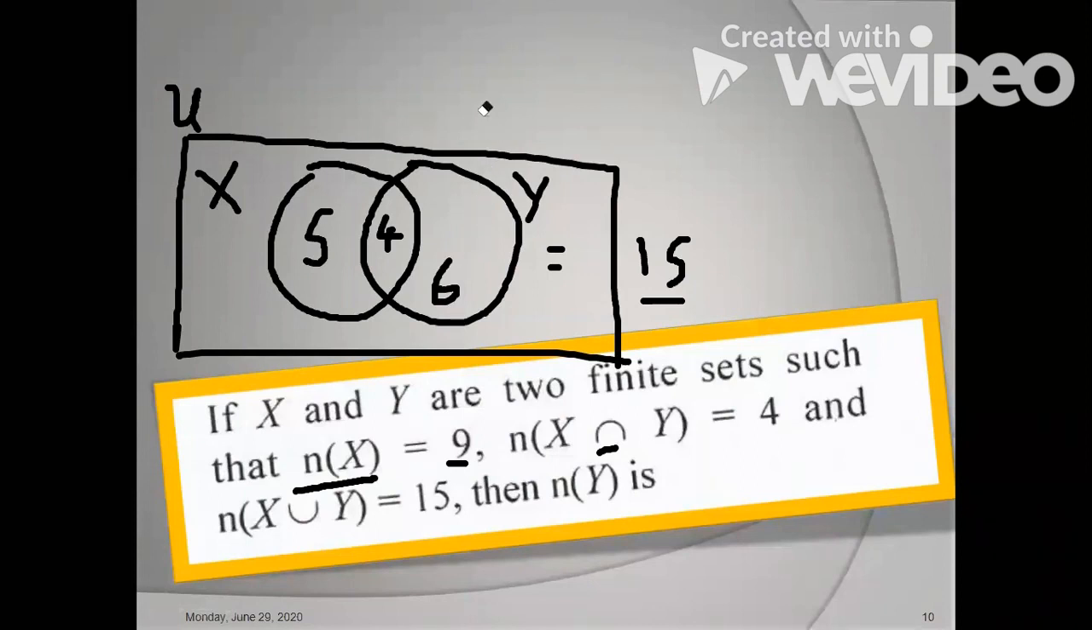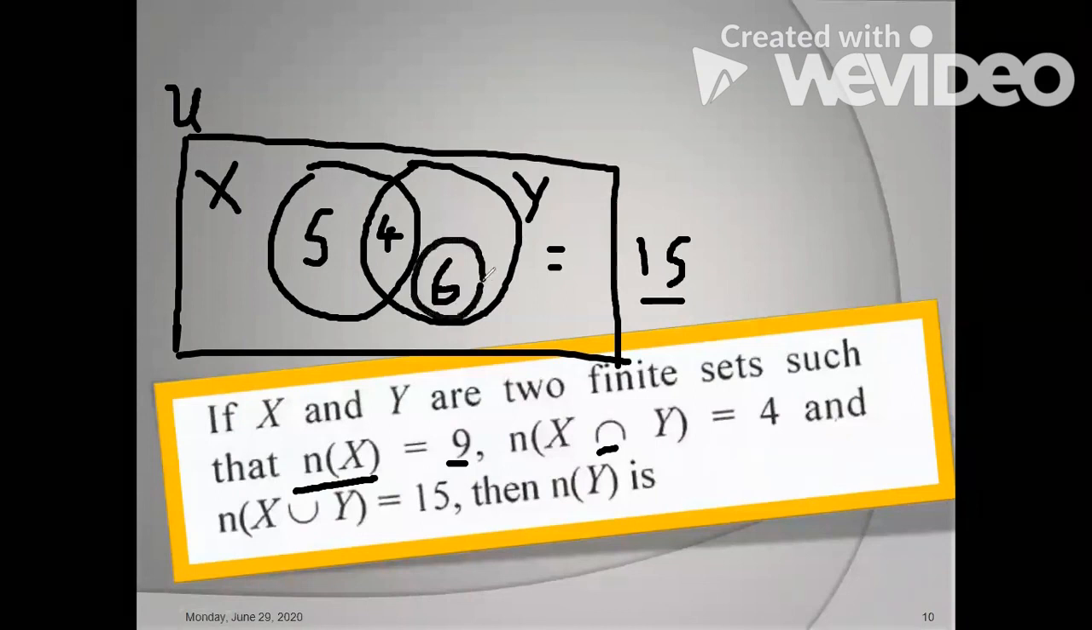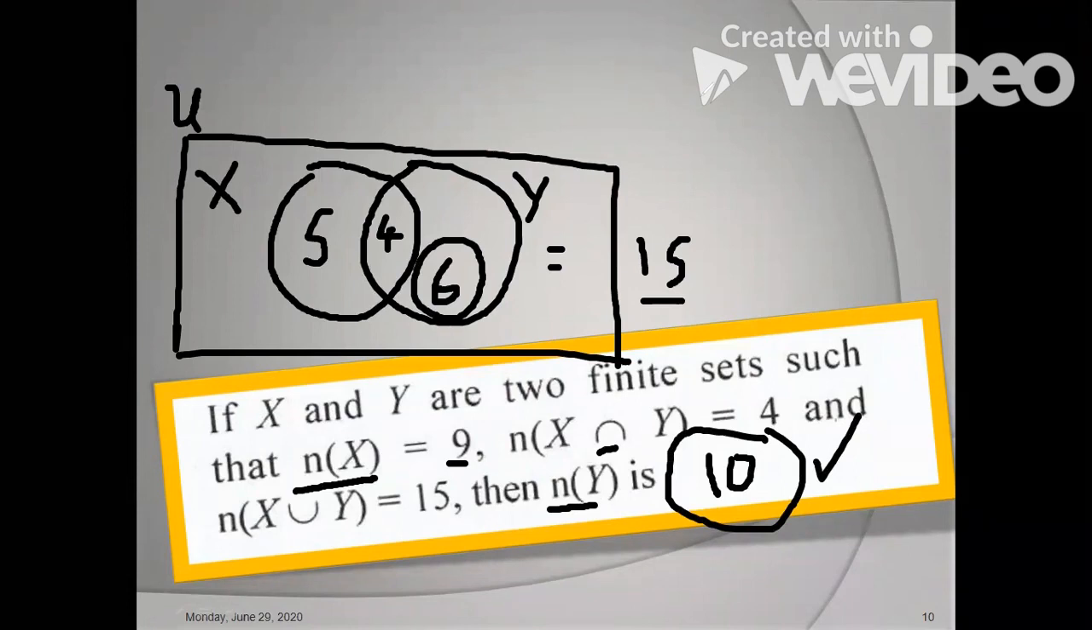Alright, so what's the answer then? The answer is not 6, you know. The question asks us, what is the total number of elements in set Y? And that will be 4 plus 6, which is 10. All right, moving on to the next question.